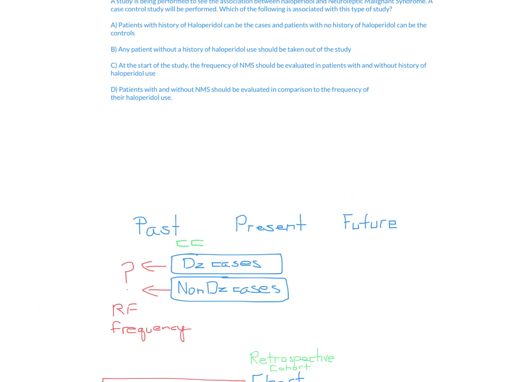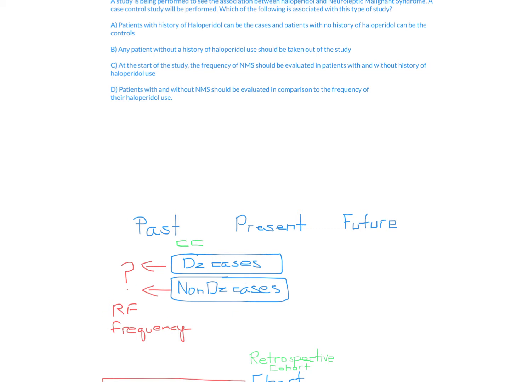In UWorld, they have a nice diagram which divides all the different clinical studies into the past, present, and future. Starting with case control, what you're going to do is first take the group which has the disease, and then the other group which is people without the disease. In this case, it would be NMS, neuroleptic malignant syndrome. Then you go into the past to look at the risk factors and the frequency of those risk factors which end up causing the disease. You want to see what risk factors led to this.